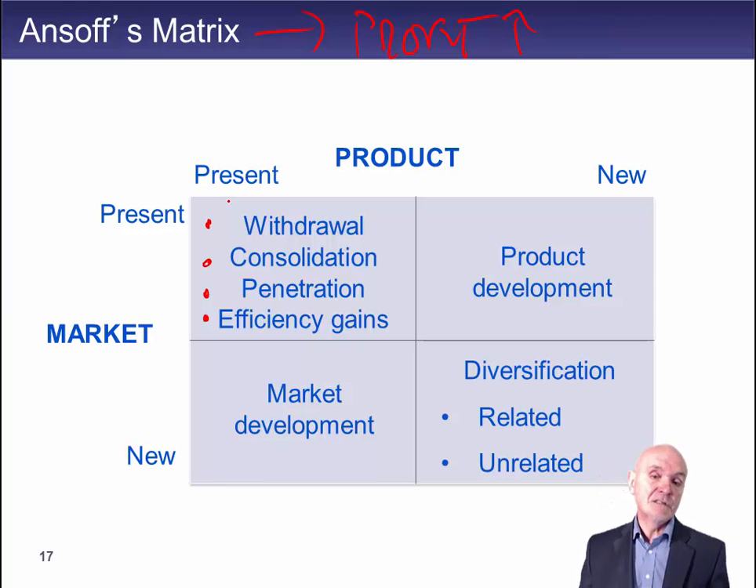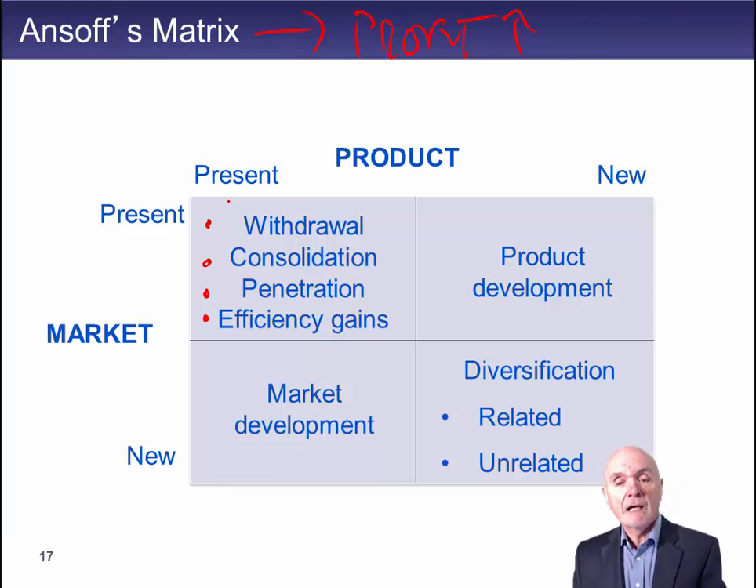Now, by and large, this quadrant is low risk, low return. You are staying with your existing product and your existing market, but the improvements you're going to get tend to be fairly modest, but at least they're fairly predictable, fairly safe.